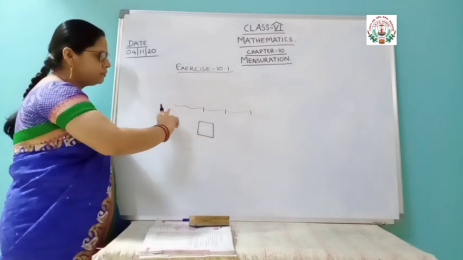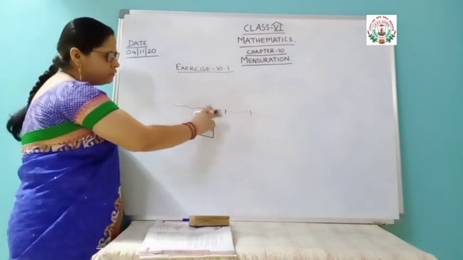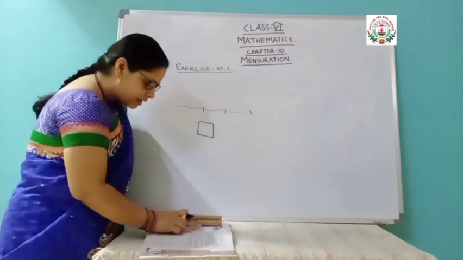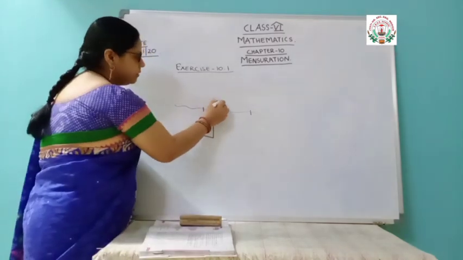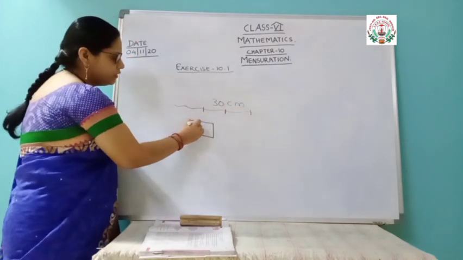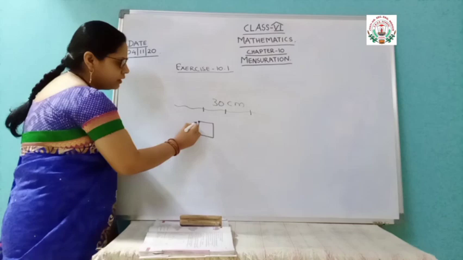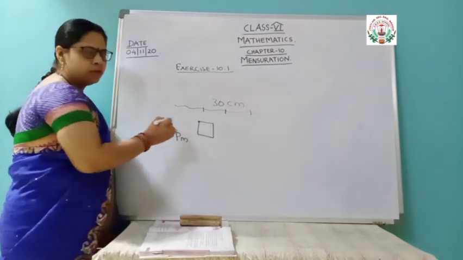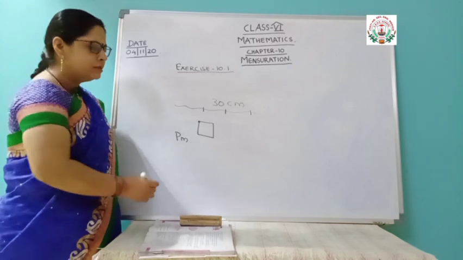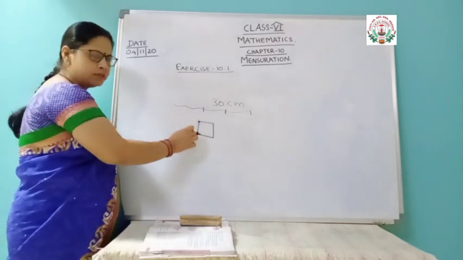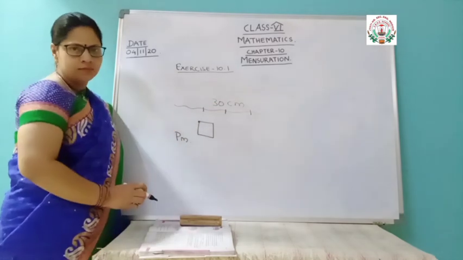So a long string is folded and made into one square. So the length of this string is given as 30 centimeter. So length of this string, that means starting from this point and moving all around and reaching this point, is what? It is just the perimeter only. Sum of all the sides, that is the perimeter only. That means perimeter of a square is equal to the length of the string.